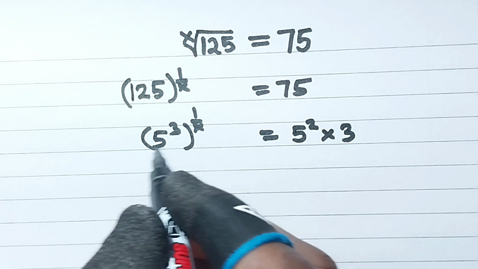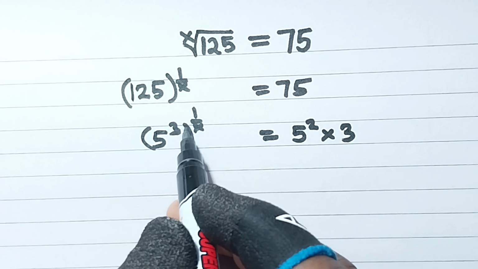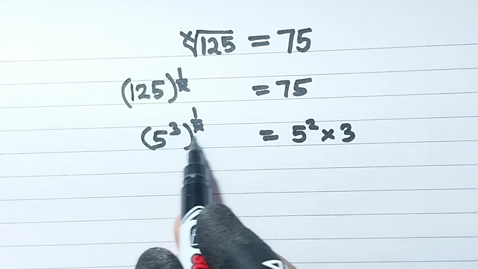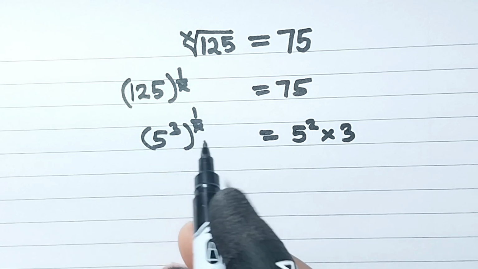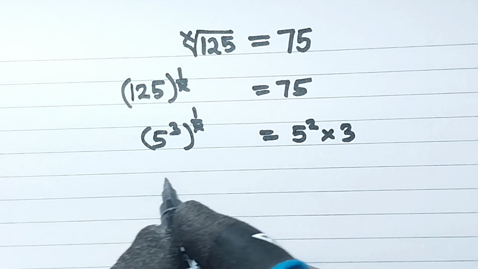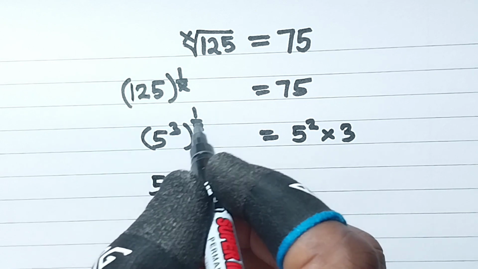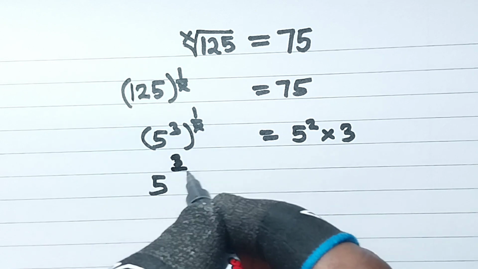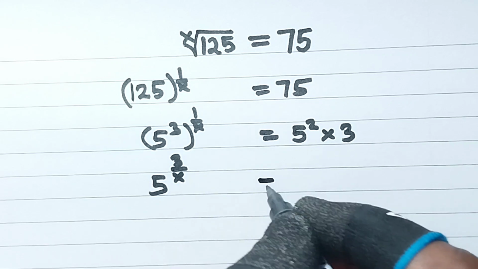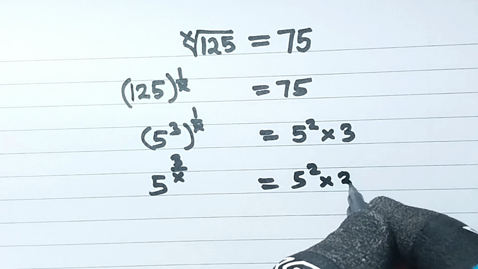We can open up this bracket by law of indices, which instructs us to multiply 3 and 1 over x. That is, if you have a situation like this, to open the bracket, just multiply the powers. So this gives us 5 raised to power 3 times 1 over x, which is 3 over x. 5 raised to power 3 over x, and that is equal to 5 raised to power 2 times 3.